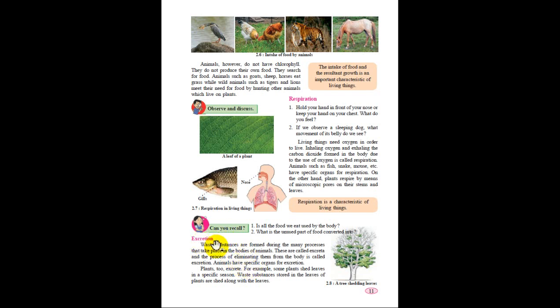So in excretion, what is the unused part? The unused part is the same thing as waste substances. What happens once your food reaches your stomach? First of all, the nutrients are absorbed from your food with the help of different types of cells present in your body. And after that, the food from which the nutrients are already absorbed is known as waste substance. Waste substances are formed during the many processes that take place in the bodies of animals.